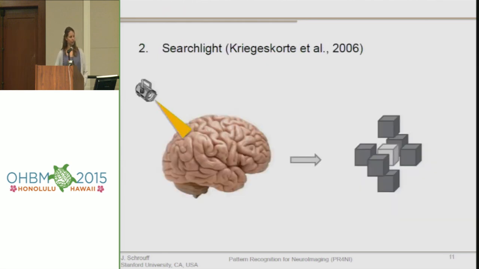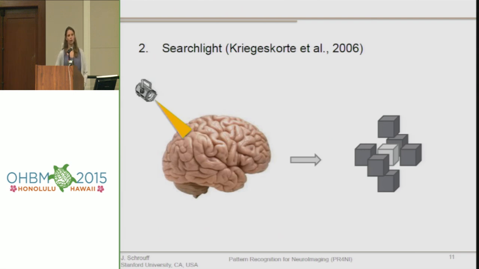So still at the feature extraction level, we have the searchlight technique, which is also pretty well known now and used by Kriegeskorte et al. in 2006. What this technique is doing is it's going to select one voxel and its neighboring voxels. You define the radius of the neighborhood, it is user-defined.